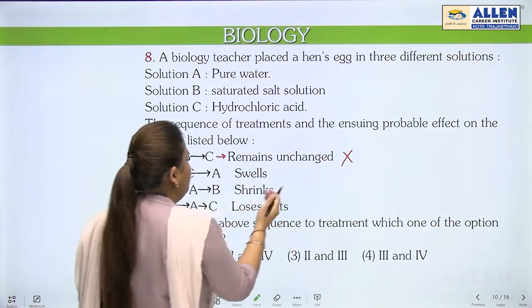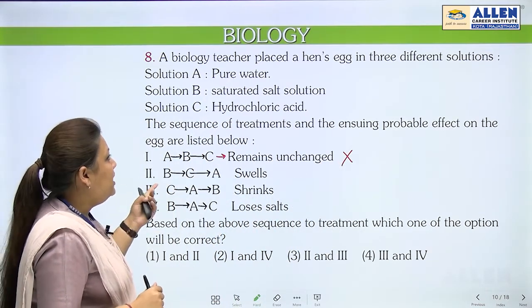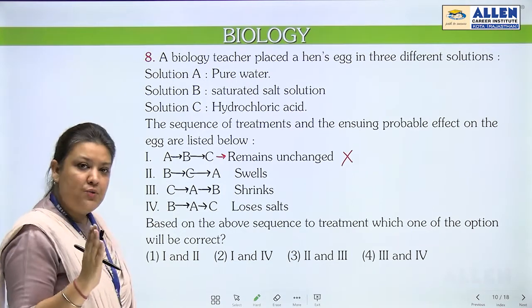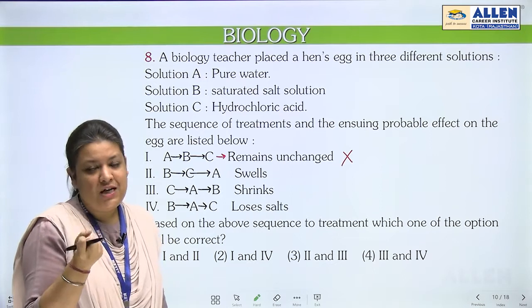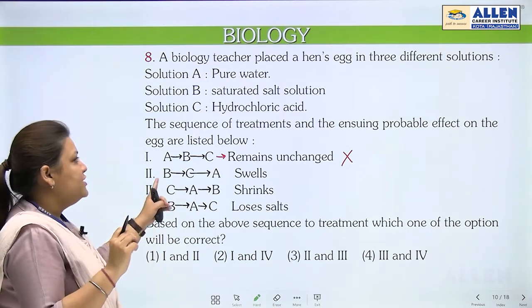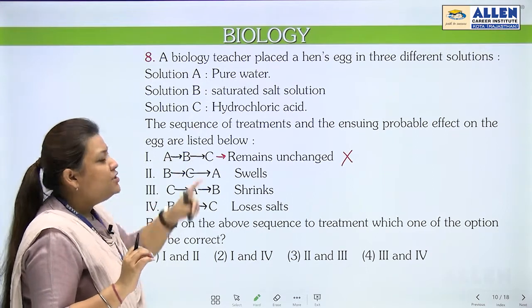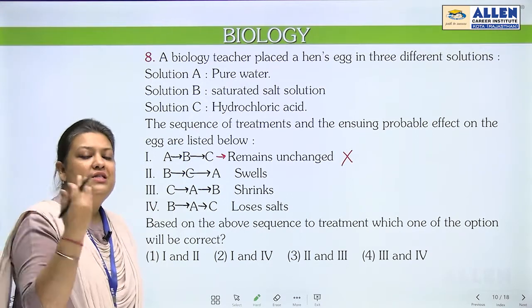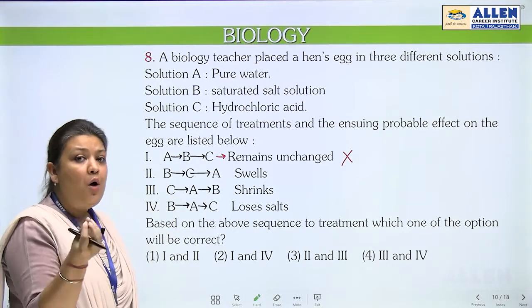Is it clear? Now, moving on to the second one, first of all, we have placed it in what? That is saturated salt solution. Clear? Now, see, because the hen's egg has an intact shell, there will be no effect of saturated salt solution. Moving on to the next, it has been placed into hydrochloric acid, due to which this shell will get dissolved. And after that, it has been placed in pure water.